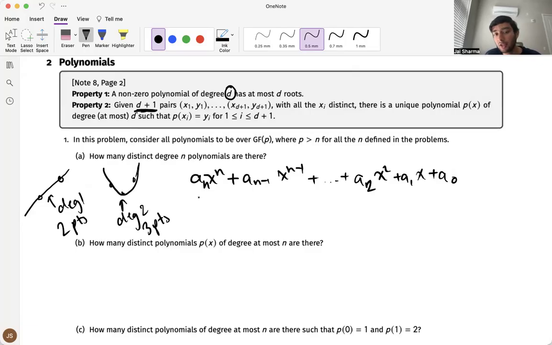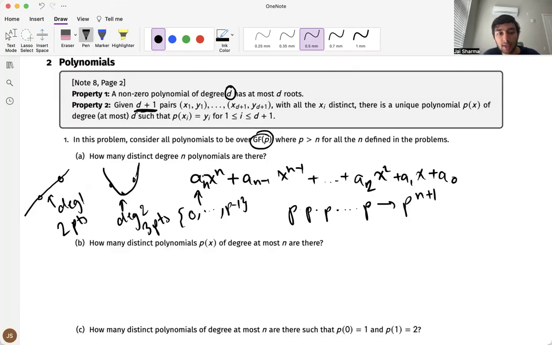At first glance, we might say we have p options for this, 0 all the way to p minus 1. Those are the distinct numbers in GFP. So we have P options for the first one, P options for the second one, all the way to P options for a_0. So you might say P times P times P dot dot dot times P. How many are there? There's n, but also there's the 0, so we have n plus 1. So this is actually P to the power of n plus 1. And this is almost the answer.